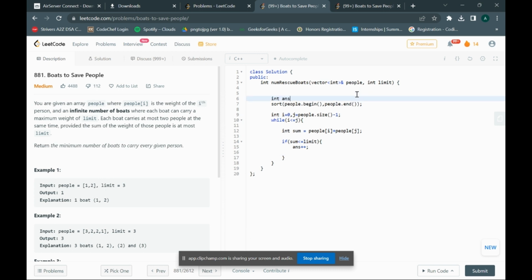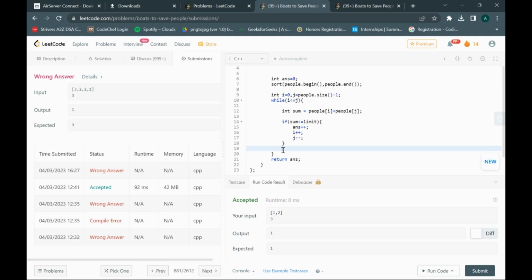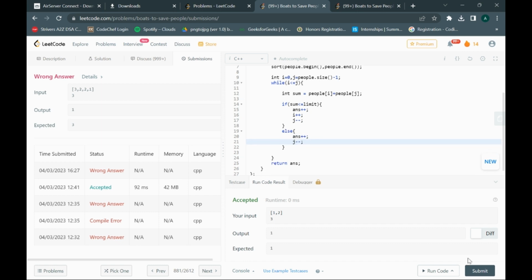Sorry, I didn't initialize my answer variable. So I can take answer plus plus and i plus plus and j minus minus. Basically, if the sum is less than or equal to limit, then we'll do this. Else, obviously it exceeds, so I will do j minus minus.